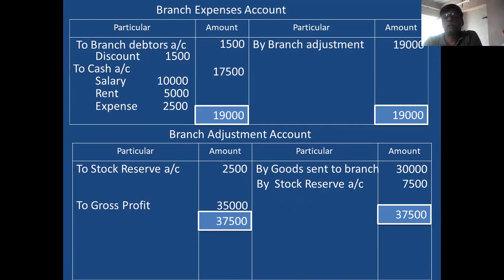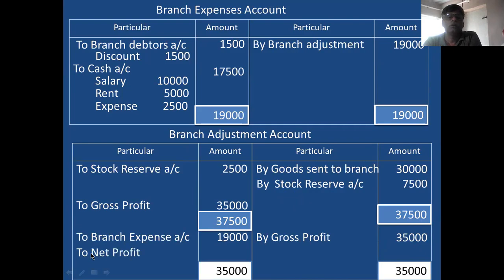Gross profit is 35,000. By gross profit 35,000, then branch expense 19,000. Close the account. Net profit is 16,000. Without looking at the video, you solve the problem.